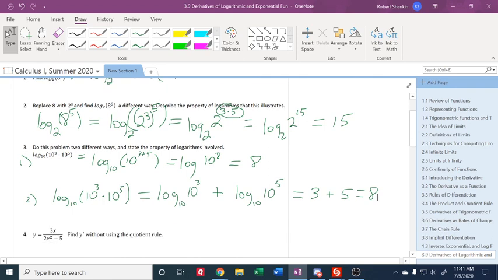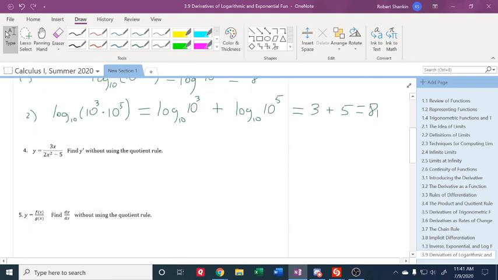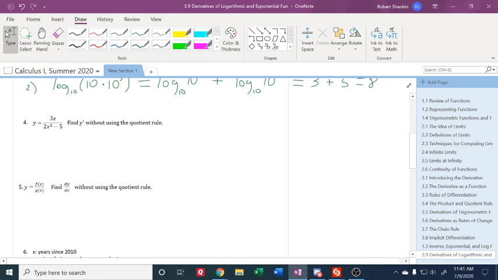Let's go back to number 4. This is a classic quotient rule problem. But I want you to find the derivative, y prime, without using the quotient rule. I'll let you think about how you can do this without using the quotient rule. You get a little bit creative and you're able to do it without the quotient rule. So again, don't use the quotient rule, but find its derivative somehow.